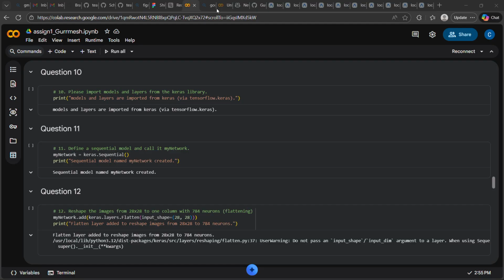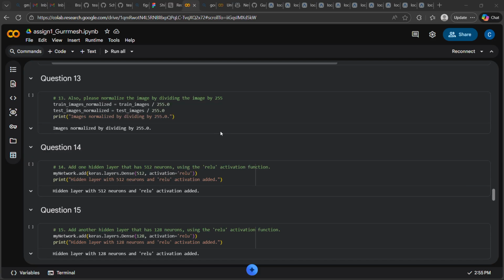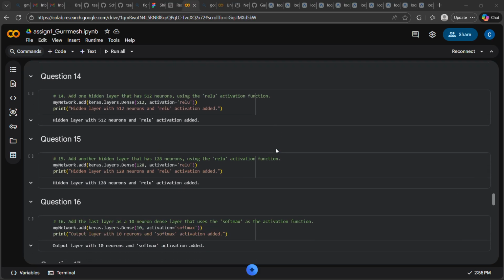Question 12, the first layer we add is keras.layers.Flatten with input shape. This layer transforms the 2D 28x28 pixel image into a 1D array of 784 pixels. This flattening is crucial because our dense layer expects a 1D input. In question 13, we normalize the pixel values of both train images and test images by dividing them by 255.0.